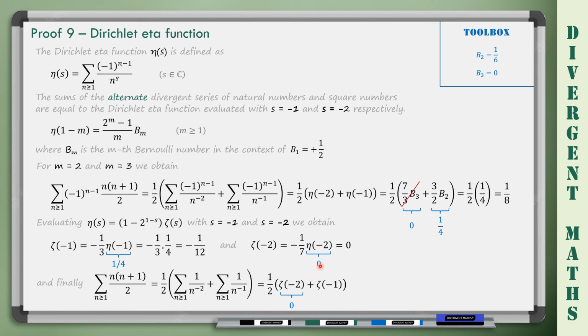We know the values. 0 comes here. This 0 there comes here. The -1/12 comes here. And then, of course, that one is gone. And we are left with 1/2 of -1/12, which is, of course, -1/24, which is the correct result. We have seen it on the other proof. The correct result for the sum of the monotonic divergent series of triangular numbers.